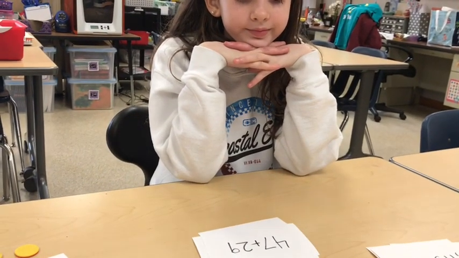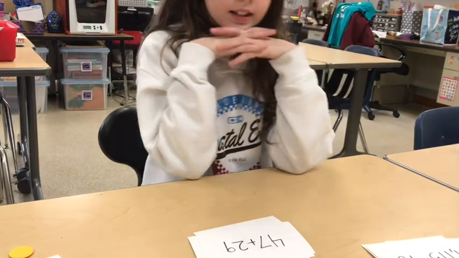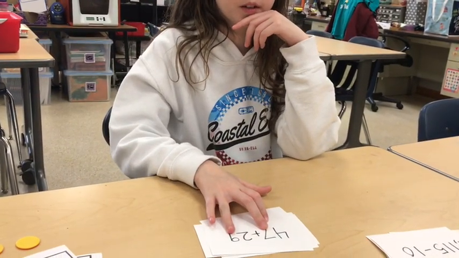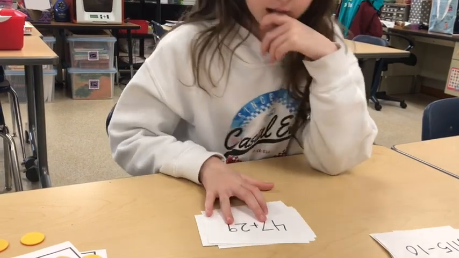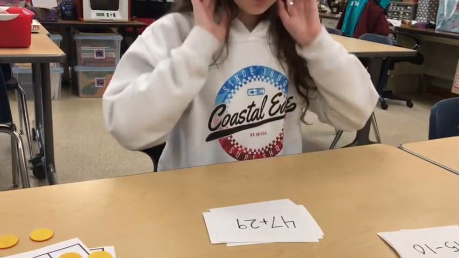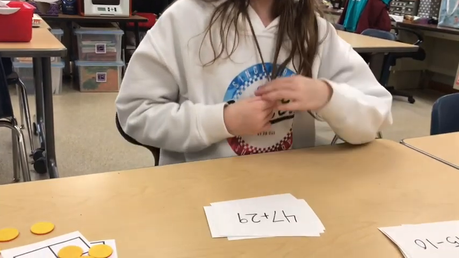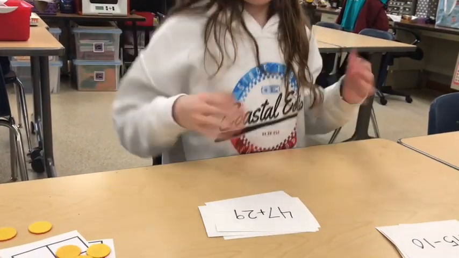Talk out loud what you're thinking. I'm moving 1 to here, so that would make a 10. 10 and what? 10 and 6? Okay, so you got 10 and 6. And then I would add the 10 to the 2.